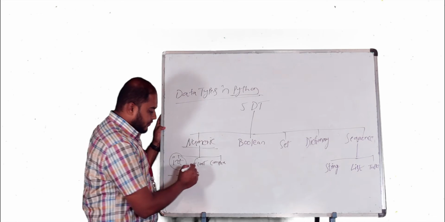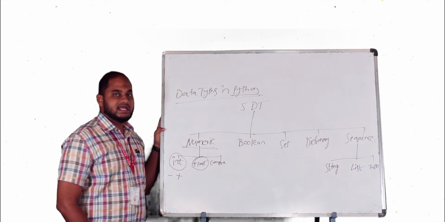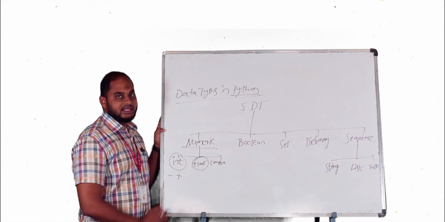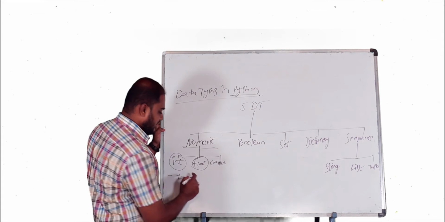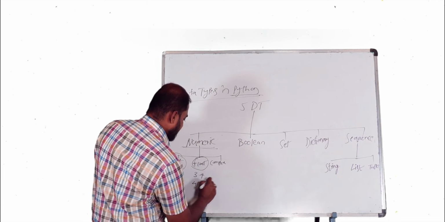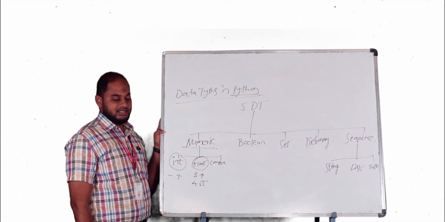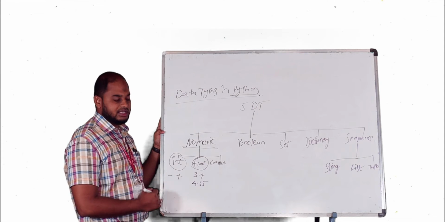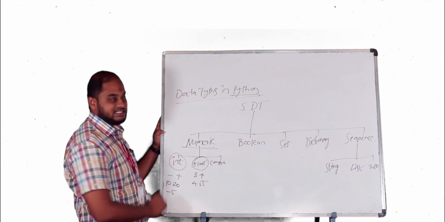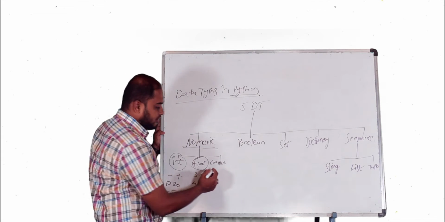Coming to float. Float is a data type which comes under numeric in Python programming, and float will take decimals. For example, it will take 3.7 or 4.55. Like this type of inputs it will read. Whereas integer takes whole real numbers like 10, 20 or -5.